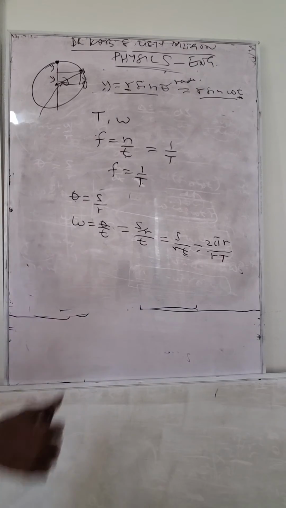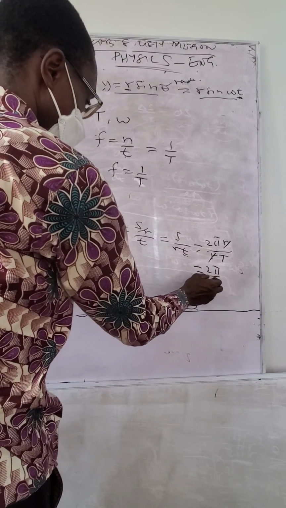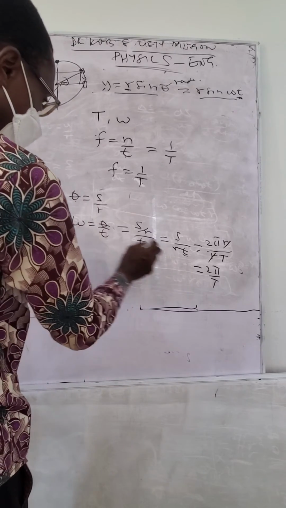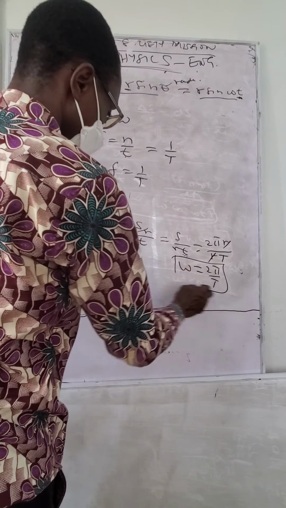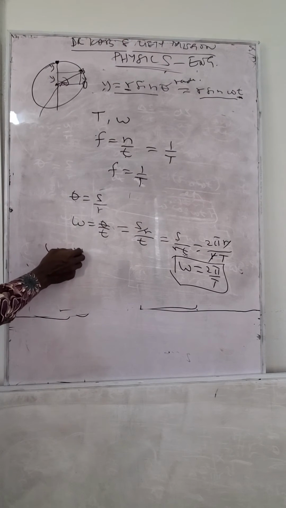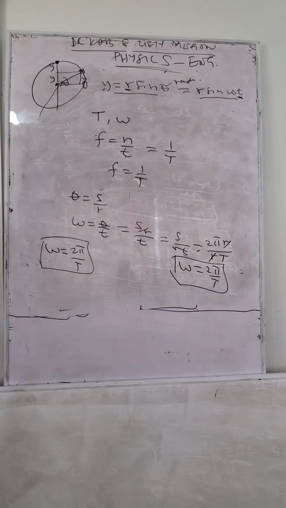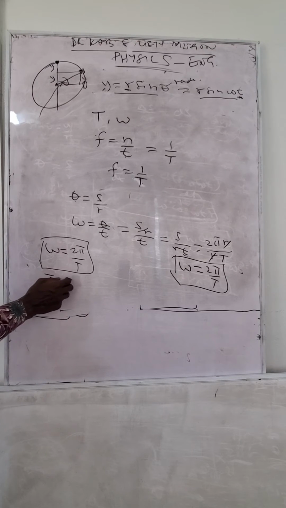In that case, this r will cancel, and then we have 2 pi over T. We said omega is equal to that, so omega is equal to 2 pi over T. This is the expression that we'll be using in most of our equations. In other words, T is equal to 2 pi over omega.